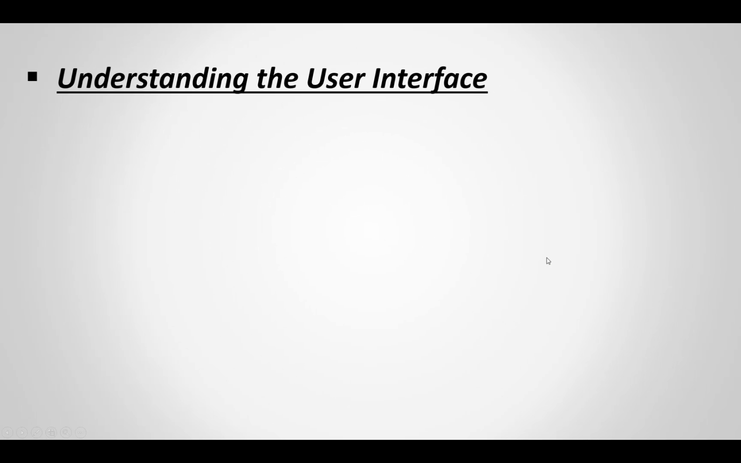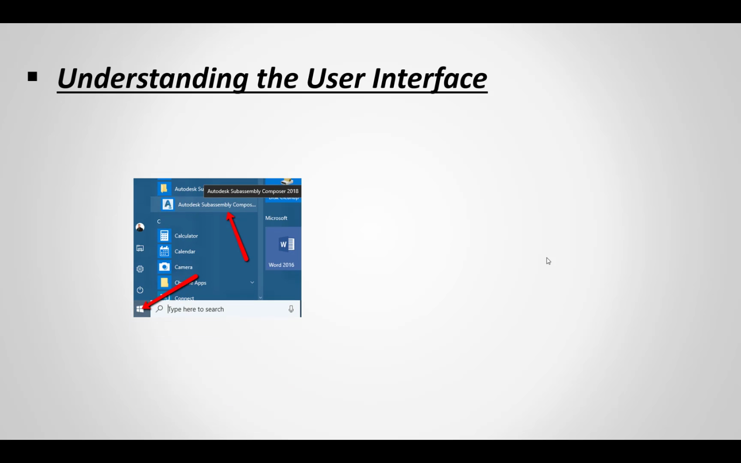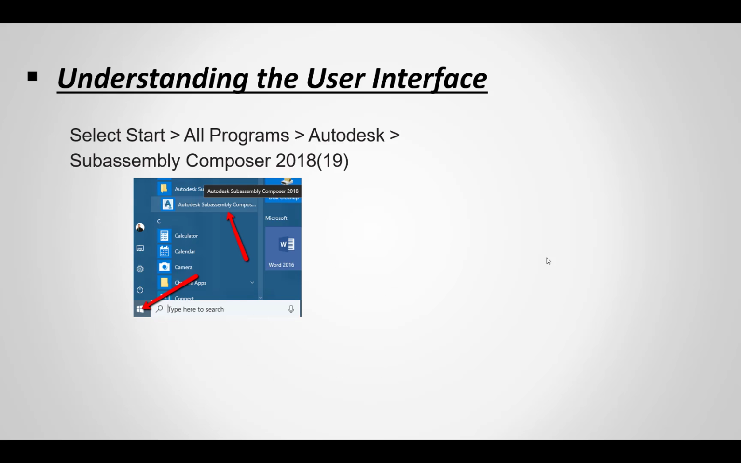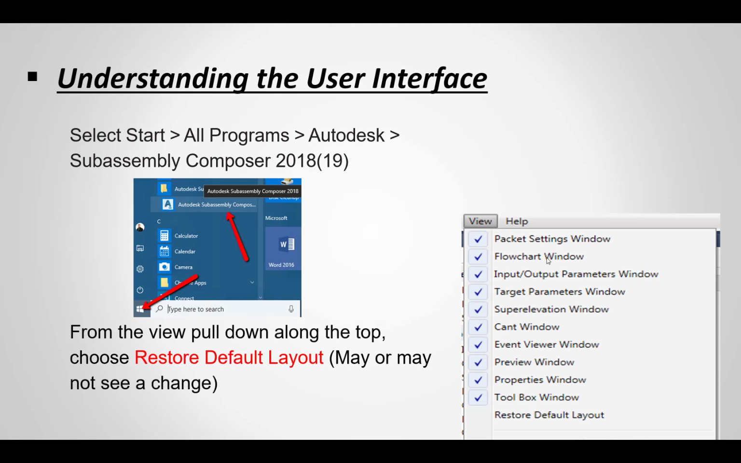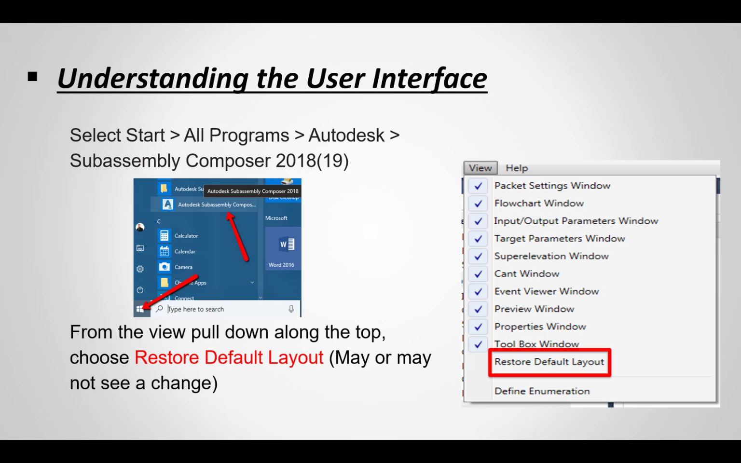Okay, so understanding the interface, fairly straightforward. It can be found in your All Programs, under Autodesk, and then whatever year or version of Subassembly Composer that you're currently working on. Typically, I go right from opening it up to the View pull-down to hitting a button that says Restore Default Layout. That means if any changes have been made prior, you can restore it back to the default layout, and you get that basic user interface that has all the main information that you want to see.